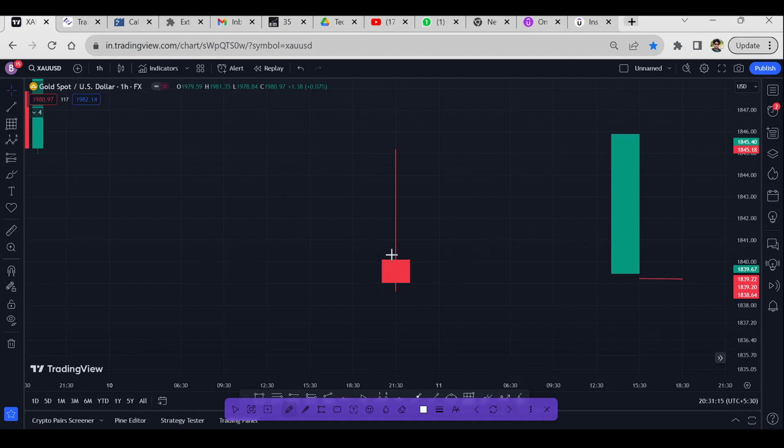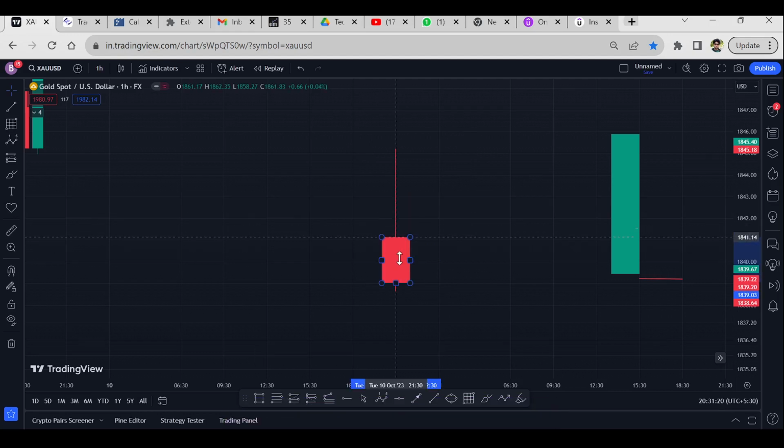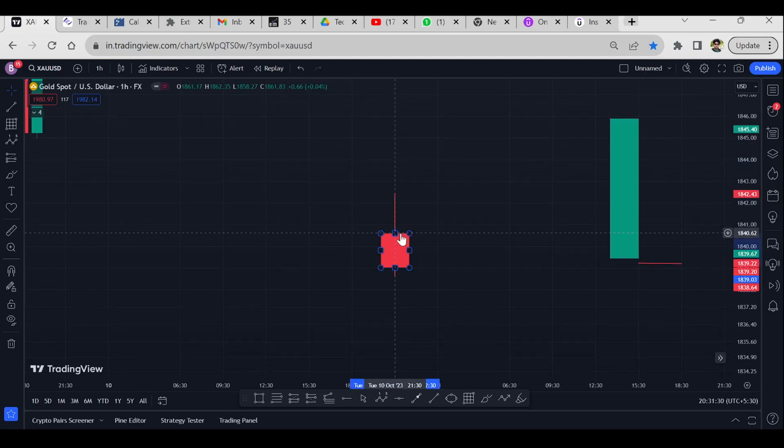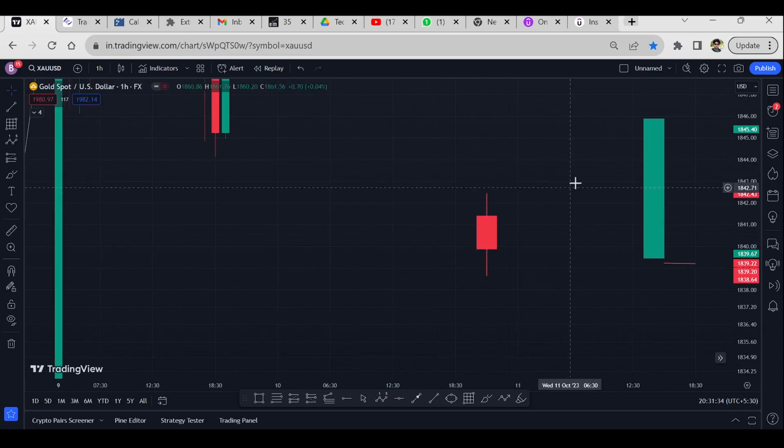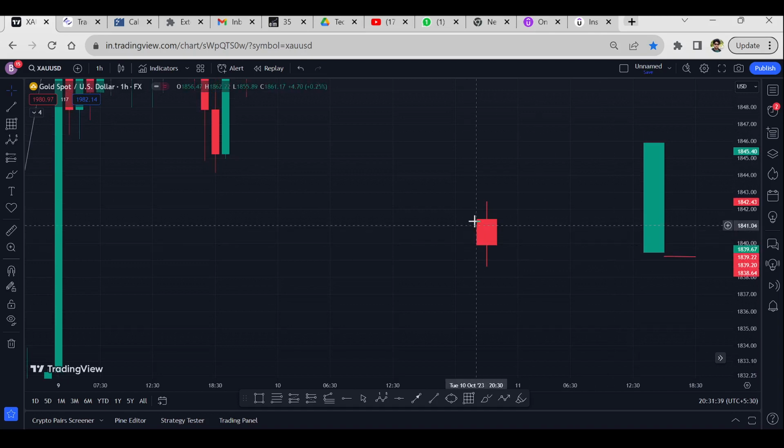Some patterns will be there, like a candle that forms a very small body, with a wick or without a wick. These candles are called base candles. This candle is called a base candle, which is smaller than previous candles. I'll show you examples after. So this is a base candle. Some candles will form like this. This is called a doji candle.